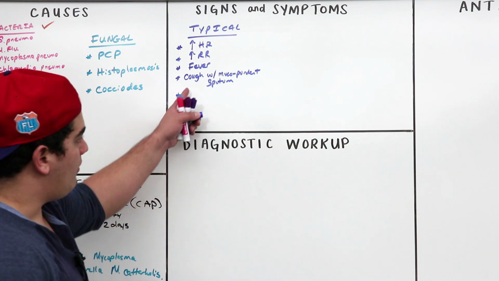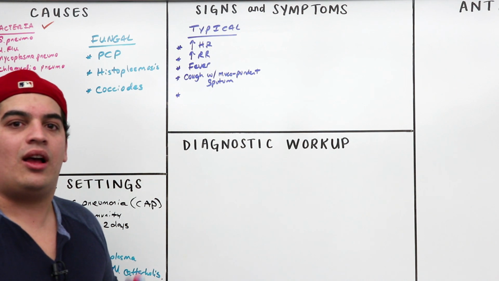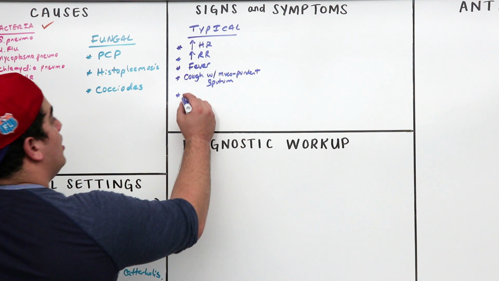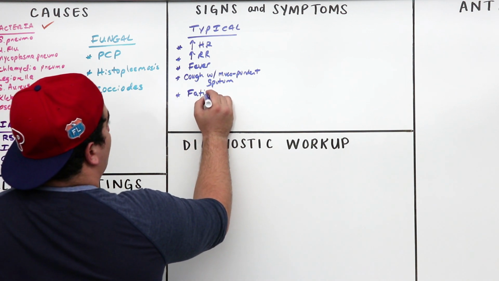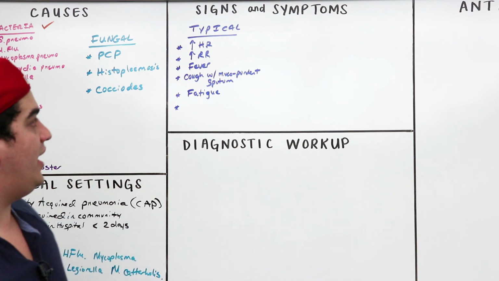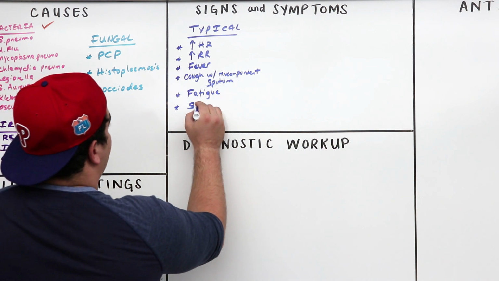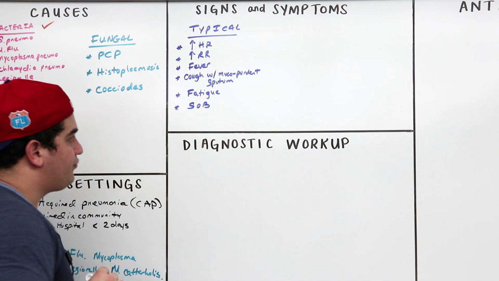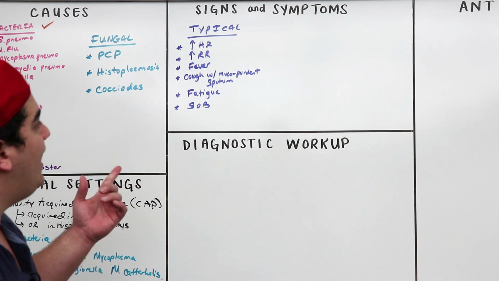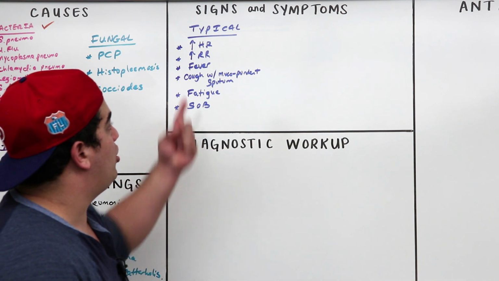But the next thing that you can experience here is, besides that, you're also going to notice that they'll have some other extrapulmonary symptoms. Fatigue because of the hypoxia. So they'll have fatigue. And another thing that they'll have is dyspnea. So they'll have shortness of breath. These are going to be some of the main things that you're going to see with a patient who is having a typical presentation of pneumonia.